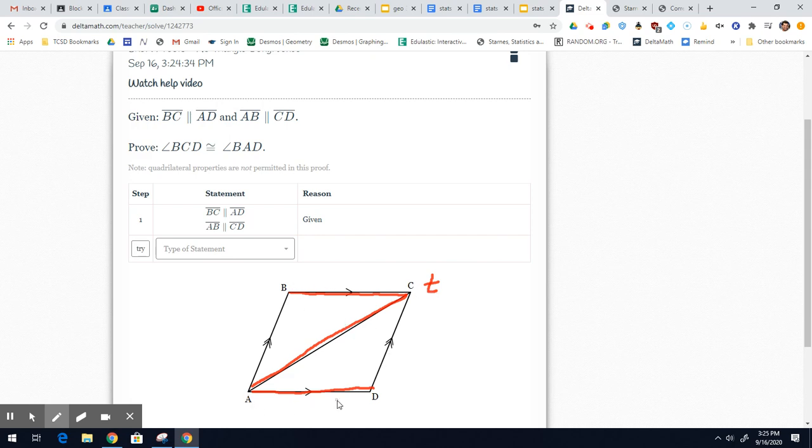The Z creates two alternate interior angles, because if this is the transversal, I have one angle here, BCA, and I have one angle here, DAC. They are going to be congruent because they're alternate interior angles. Now, just to think ahead, what about sides AB and CD? What if I draw this transversal again? Now I have an upside down N or a sideways Z. But again, this angle BAC and this angle DCA are going to be congruent.